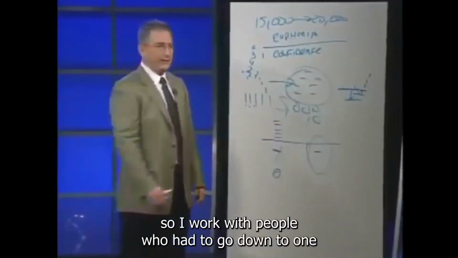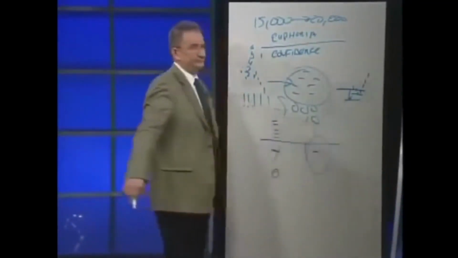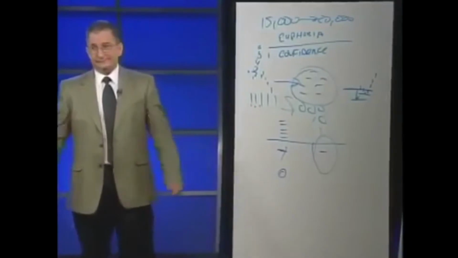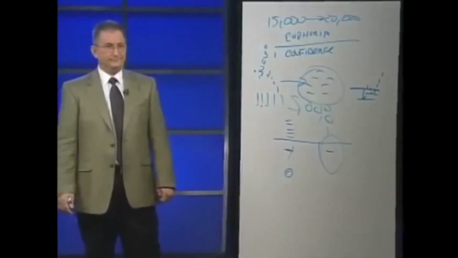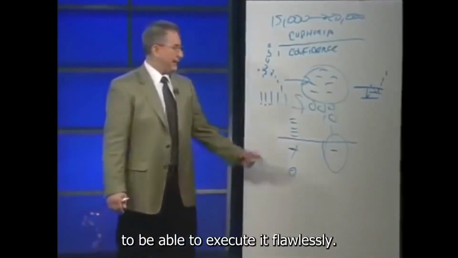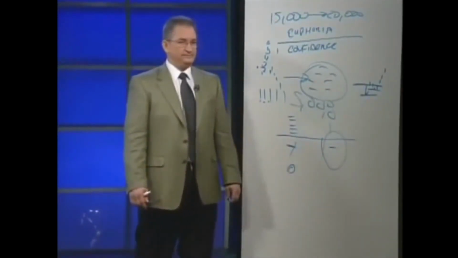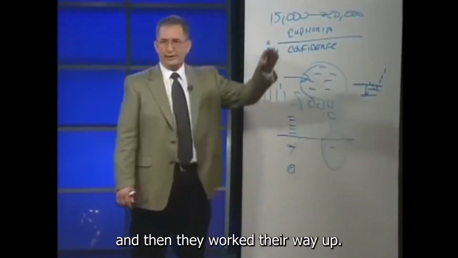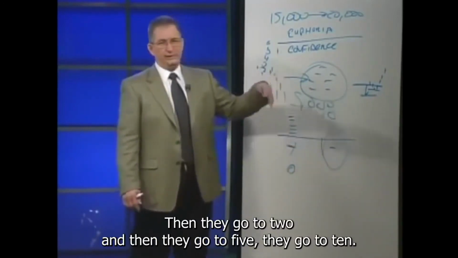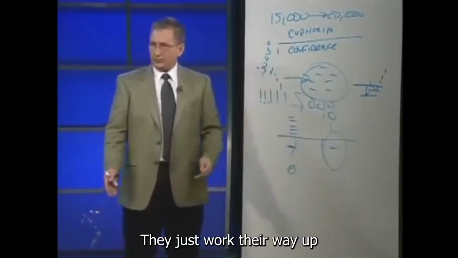So I work with people who had to go down to 1. To be able to execute it flawlessly, they had to go down to 1 share. And then they work their way up. And then they go to 2, and then they go to 5, they go to 10. They just work their way up.